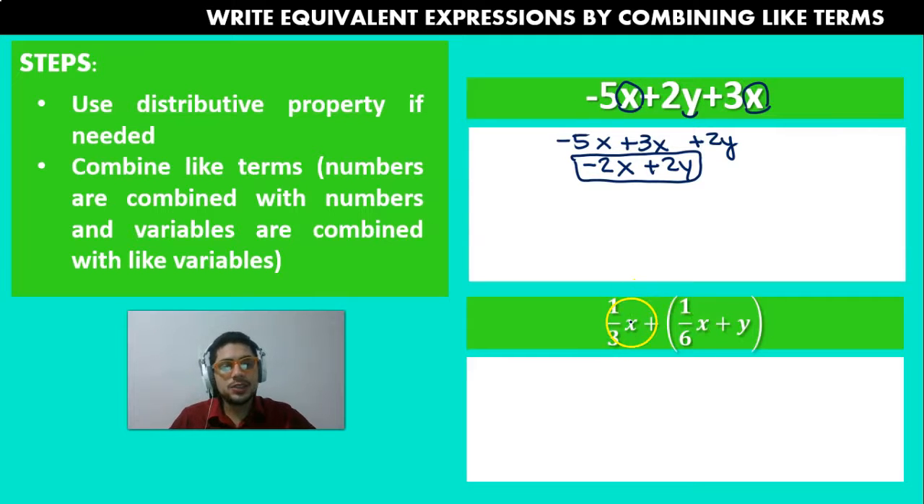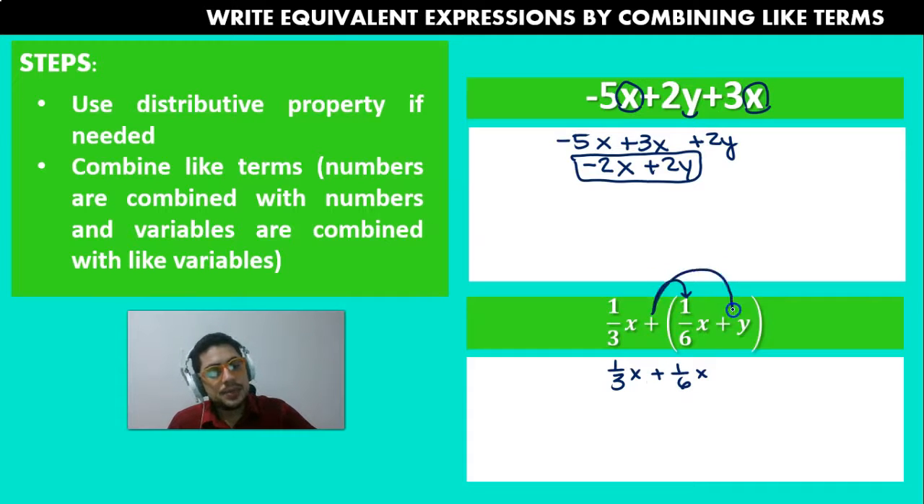So let's take a look at the next one. We have 1/3 of x plus, and then we have a parenthesis. So whenever we have this, we use the distributive property. So plus multiplied by plus is going to be plus 1/6x, and plus times plus y is plus y. So what like terms do we have? We have 1/3 x and 1/6 x. And the y, we have to leave it like that because it is not an x, right? We can just add x's with x's, y's with y's.